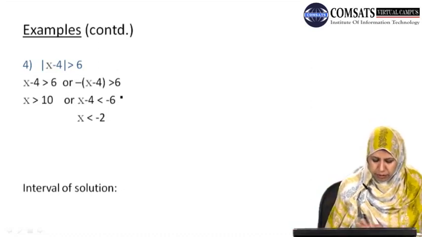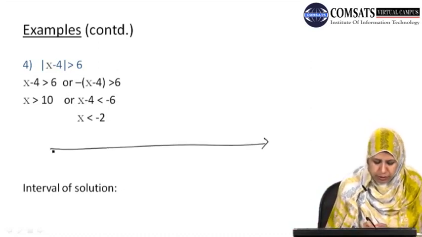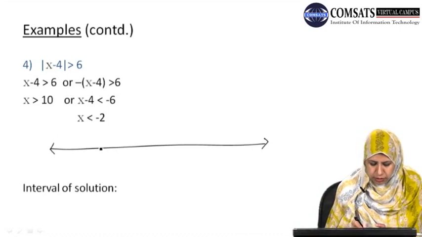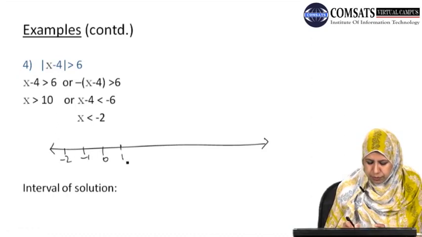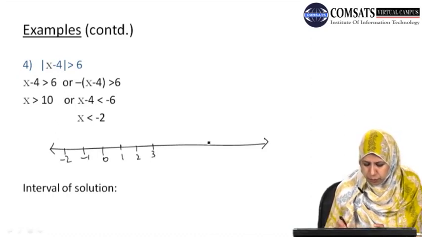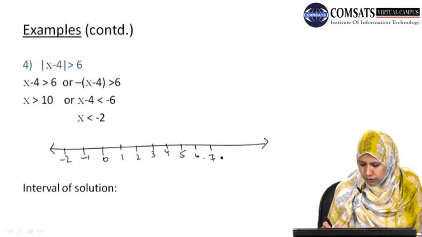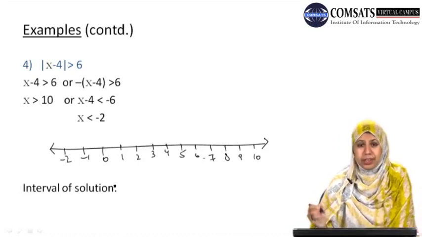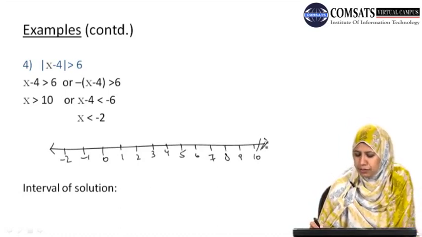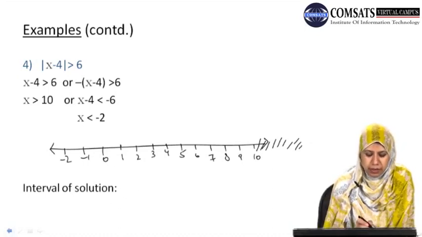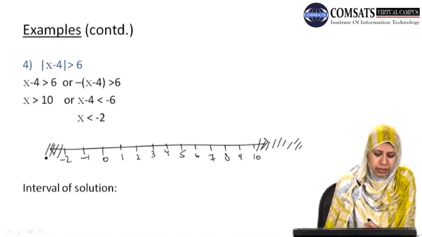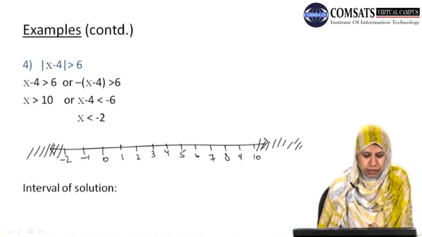Okay, we have a very big real line, 0, -1, -2, and going up to 10 on the right side. So x is greater than 10 means all these values going up to plus infinity, and x is less than -2, so all these values going up to minus infinity.